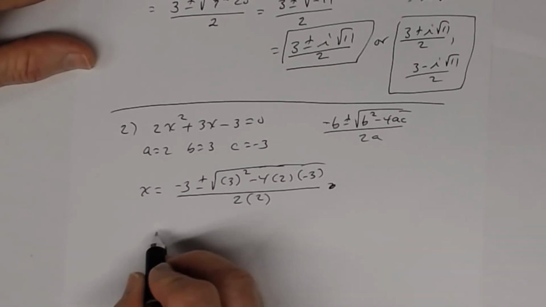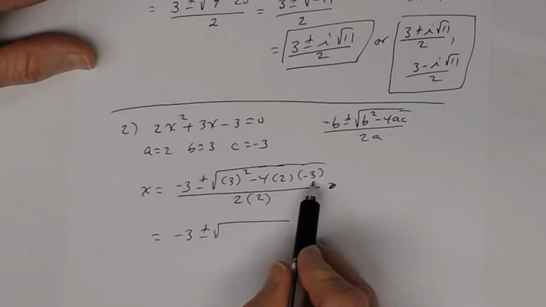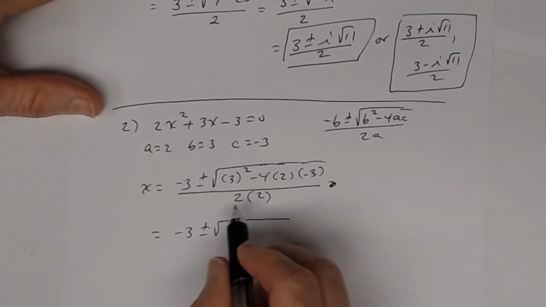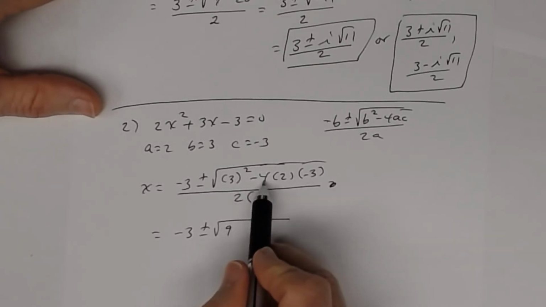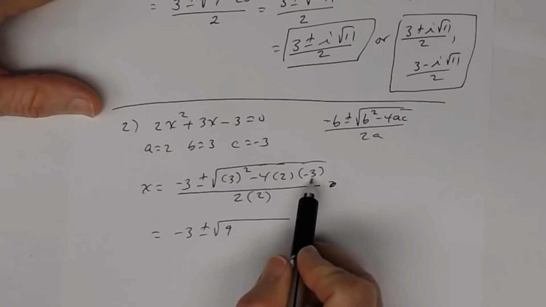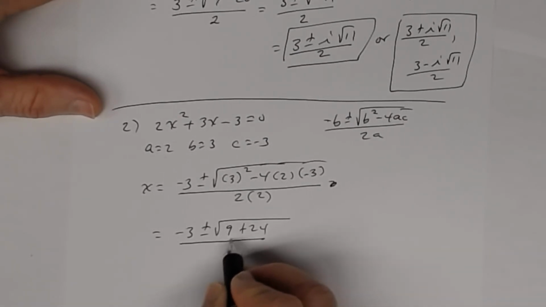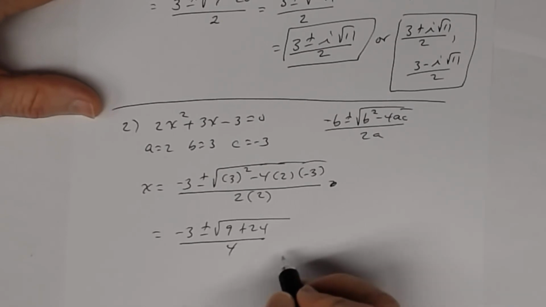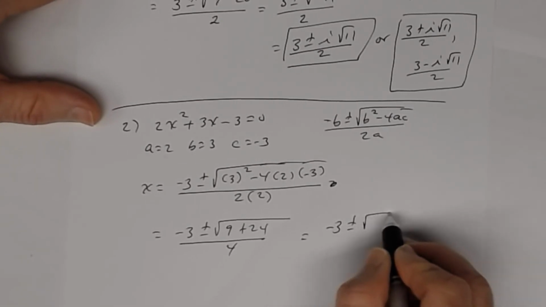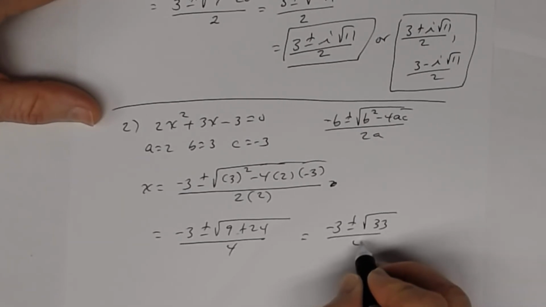So let me put the equal sign here. So it'll be negative 3 plus or minus the square root of. So let's simplify the discriminant, or the radicand. 3 times 3 is 9. All right, a negative 4 times 2 times a negative 3 is a positive 24. All of that is being divided by 2 times 2, which is 4. Equals negative 3 plus or minus the square root of 9 plus 24, which is 33, divided by 4.